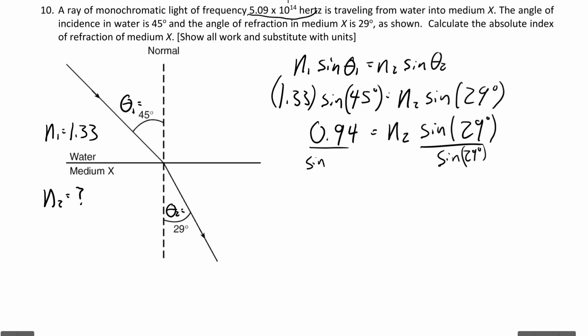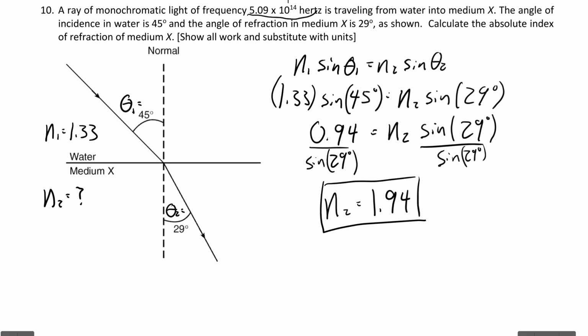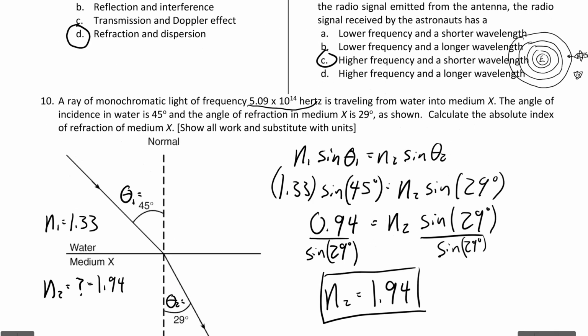Like I said, make sure that you're keeping that big long fraction there. And then you should get n2 is equal to about 1.94 when you round it. So it went from a lower index to a higher index. It bends towards the normal, which is what we would expect if it goes from lower to higher.